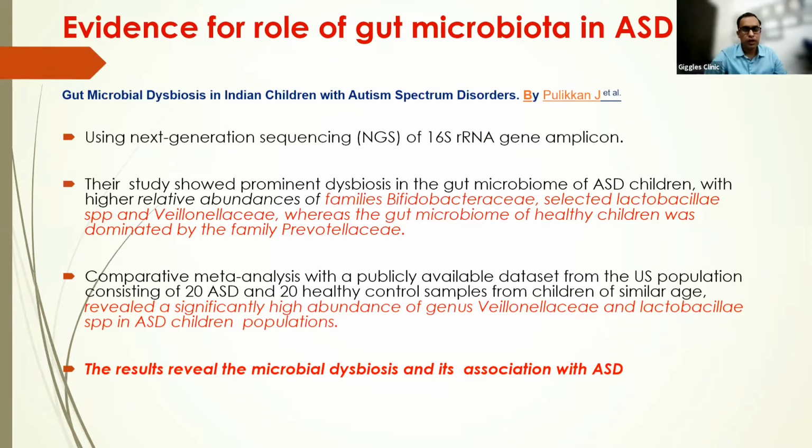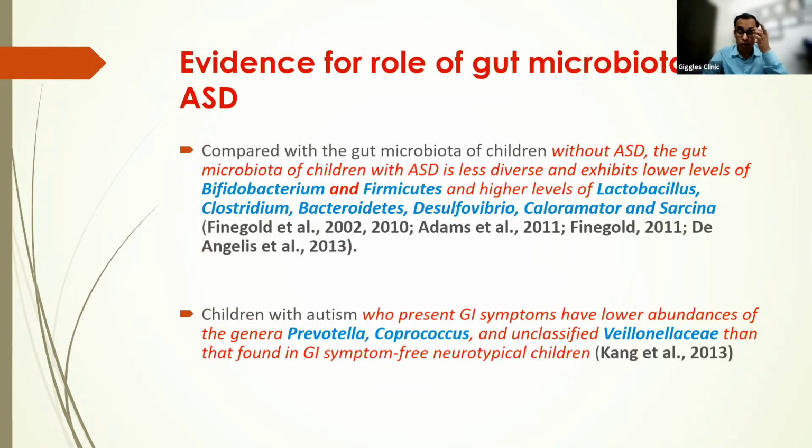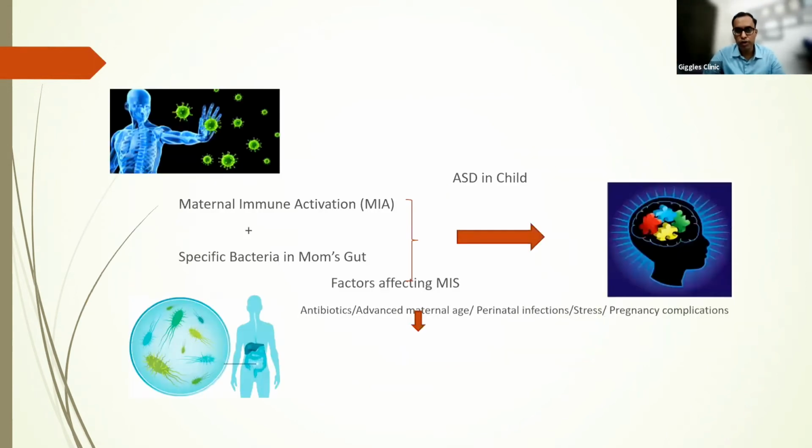Sorry for the interruption. So this was a study done by AIIMS, and what they found was that children on the spectrum, with ASD, had more bad bacteria in their gut, whereas neurotypical children had more good bacteria. So the results reveal that microbial dysbiosis is very common in association with ASD. So this is the evidence of the role of gut microbiota. These are the different studies I have quoted, so we don't have to go into the details.